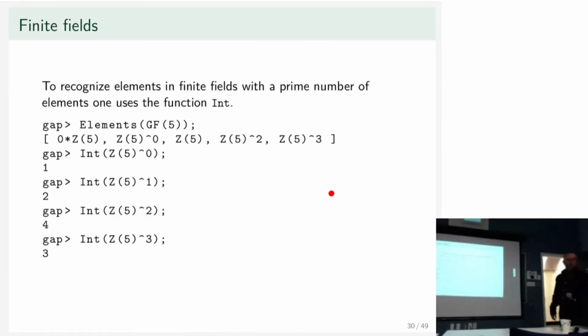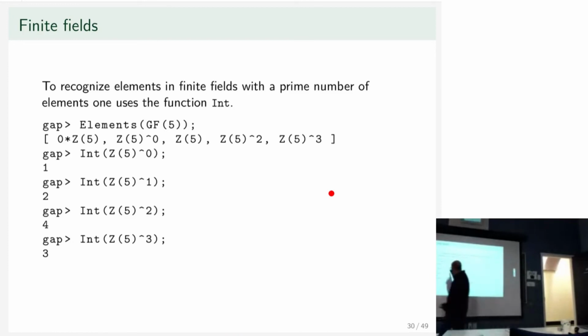So this is what you wanted to know. In some cases, you can recognize the elements, right? Say that I have a finite field with 5 elements. So I know that these are the elements. I take a fifth primitive root of 1, and then I know how to generate all the elements, right?